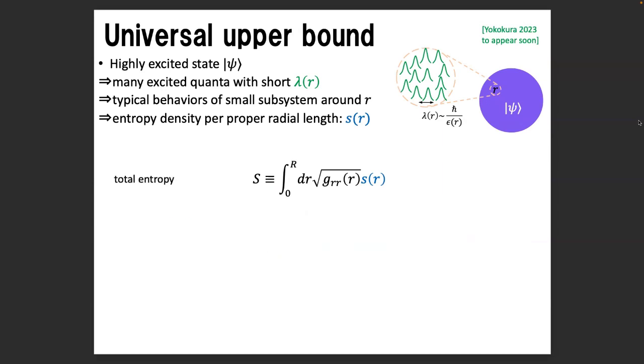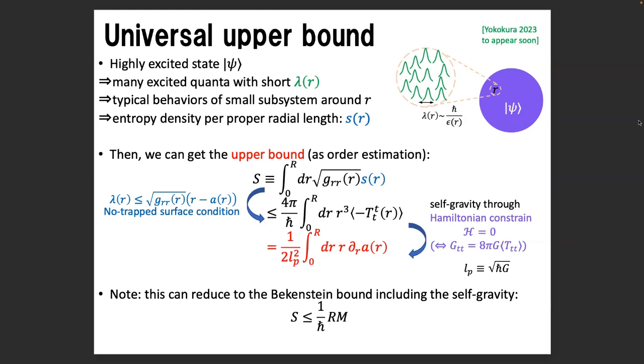I have one comment: this upper bound can reduce to the so-called Bekenstein bound, but this result contains all the self-gravity.